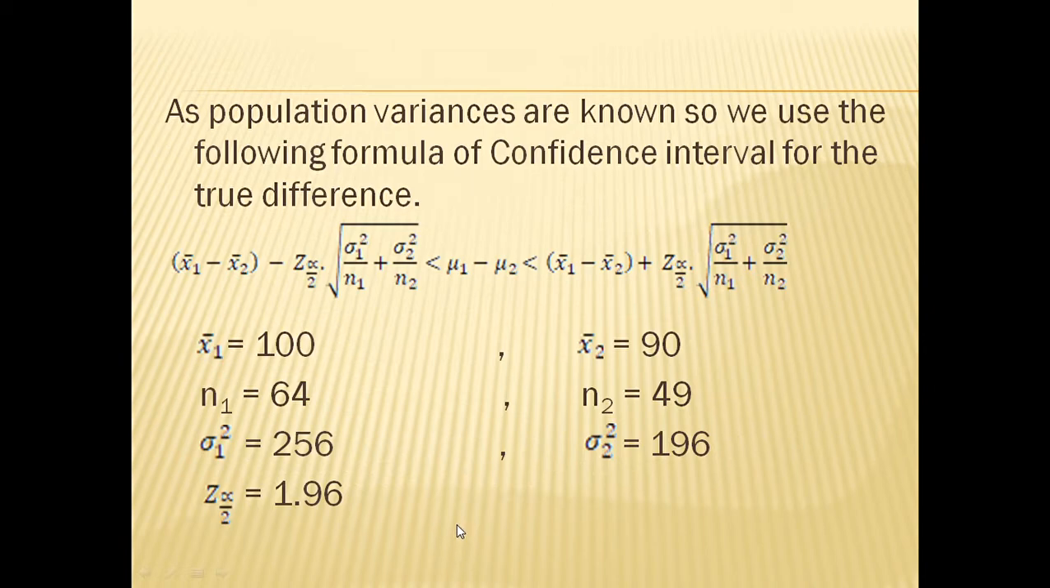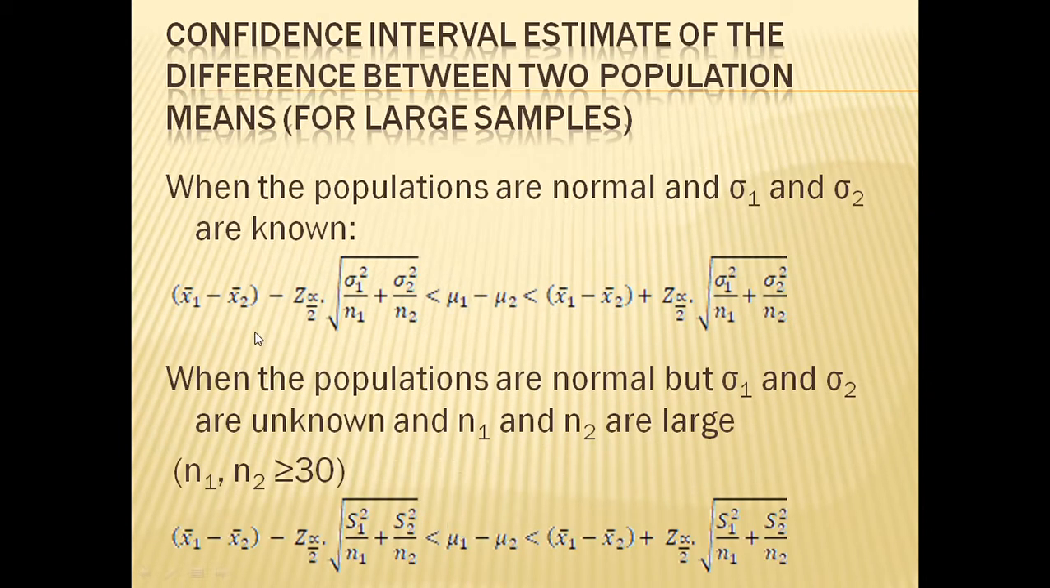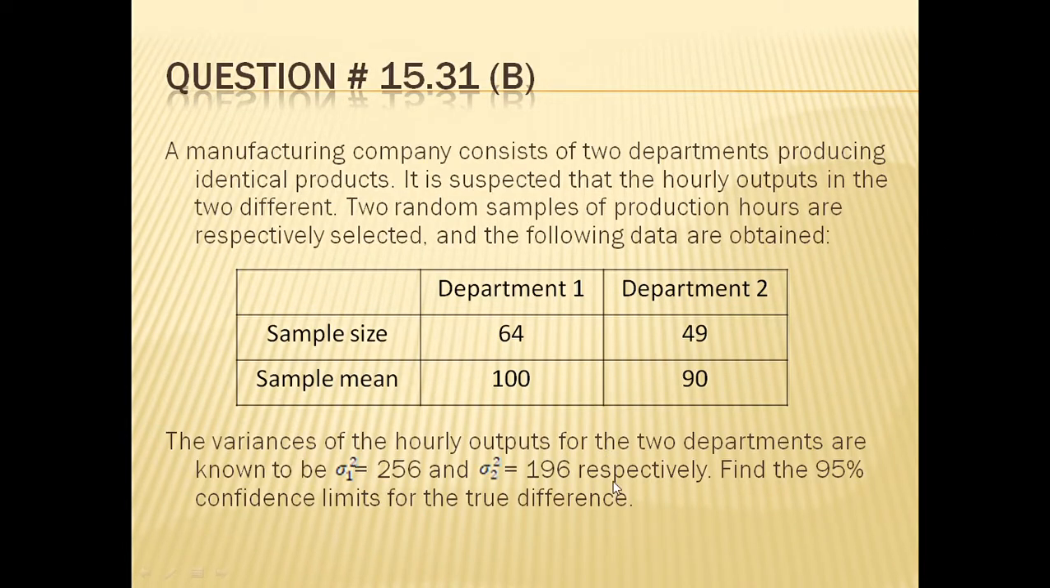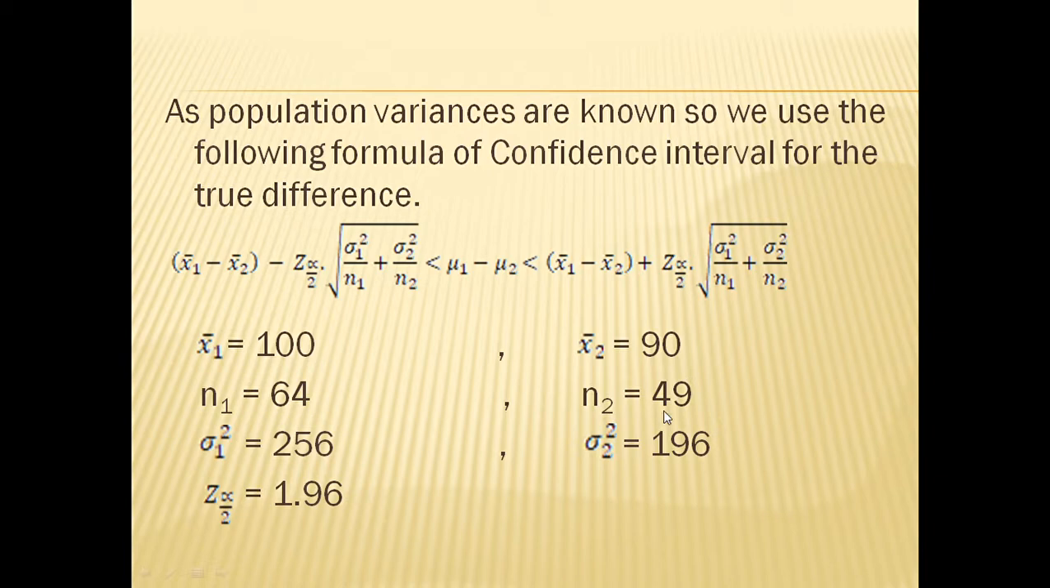So as per the first condition, where the population is normal and sigma 1 and sigma 2 are known, we are going to use this formula, because here the population is normal and sigma 1 square and sigma 2 square are given. So as population variances are known, we use the following formula for the confidence interval for the true difference. For the true difference, which is equal to mu 1 minus mu 2, this is the confidence interval.